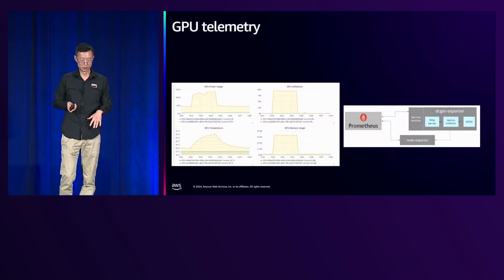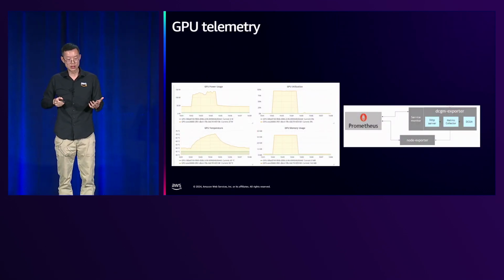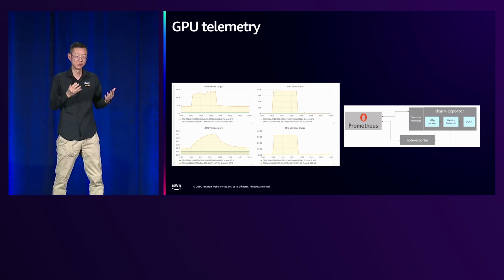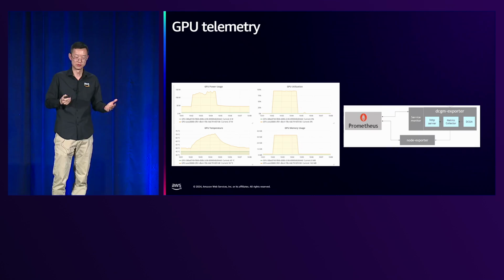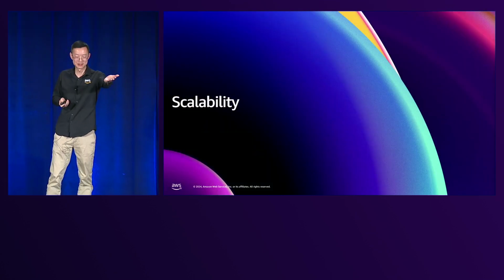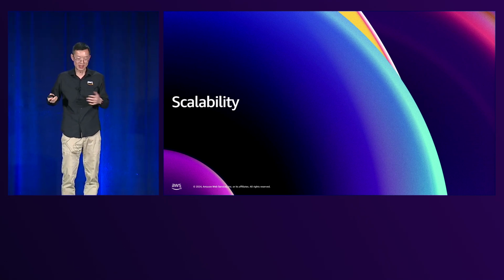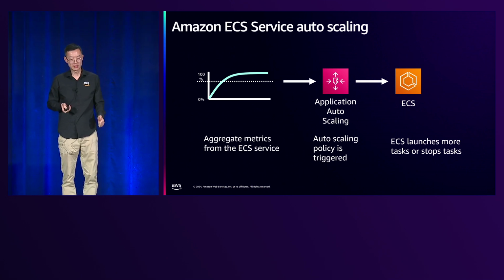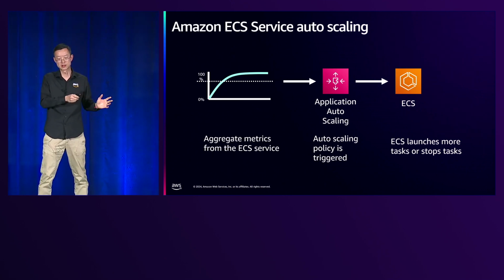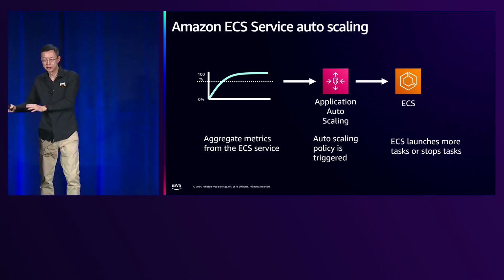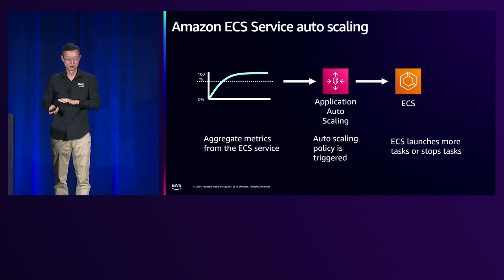Now, we need to move on to GPU. So we leverage DCGM, which is NVIDIA tooling, to expose lots of GPU metrics for you to monitor the utilization. We still have a challenge, right? Scalability, thanks for mentioning that. How quickly can we scale out? We need to focus on the inference endpoint. From here, you basically leverage metrics, pass them on to Application Auto Scaling, you have a policy there, and your ECS will stop or start tasks. What metrics are we going to use?